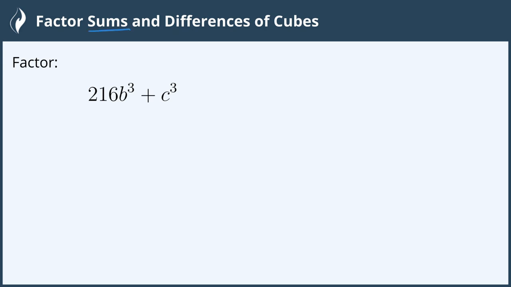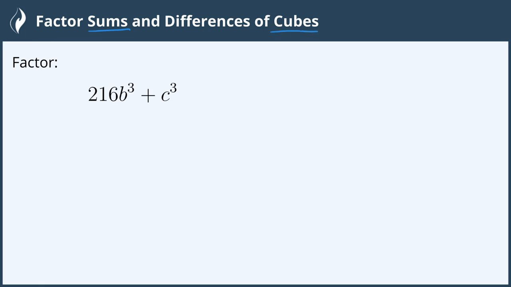There are three options when we have a factoring of binomials. We can have a difference of squares, a difference of cubes, or a sum of cubes. We cannot have a sum of squares. Because this is addition, we hope this follows the pattern of a sum of cubes.